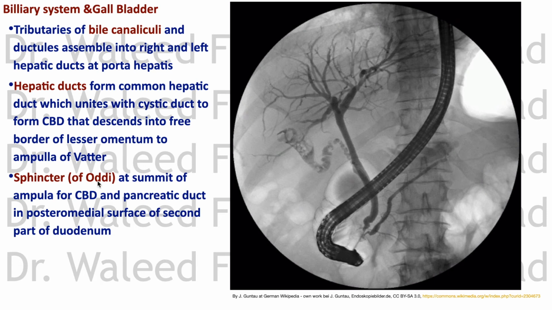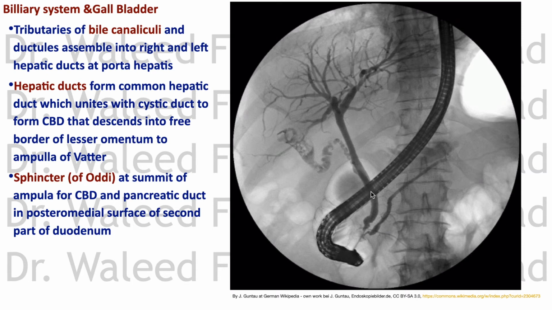Now for the biliary system and the gallbladder. Of course, the biliary system starts with the bile canaliculi inside the liver from the triad corners of the hepatic lobule. They all coalesce and assemble to form the right and left hepatic ducts. As you can see here, this is, by the way, an ERCP, endoscopic retrograde cholangiopancreatography. This is the endoscope injecting a dye through the ampulla of Vater that filled the pancreatic duct, as you can see here, and the common hepatic duct, as you can see here.